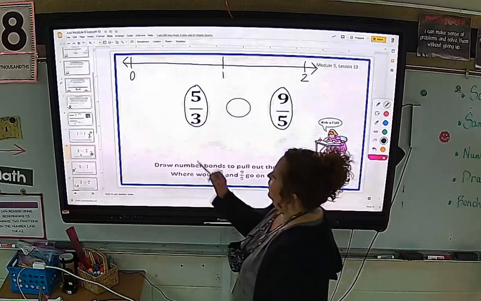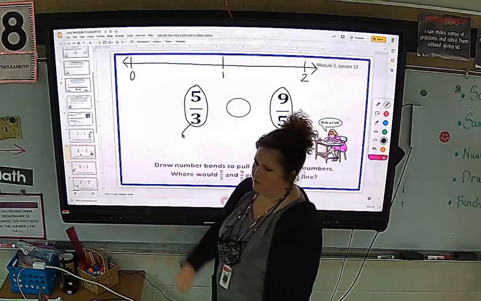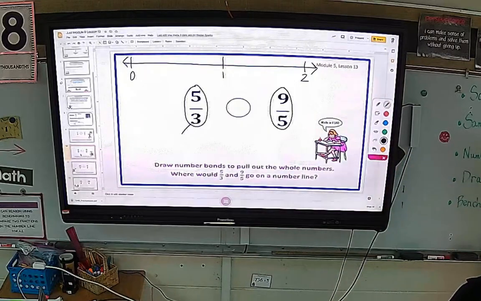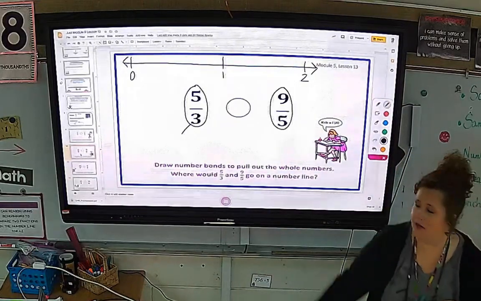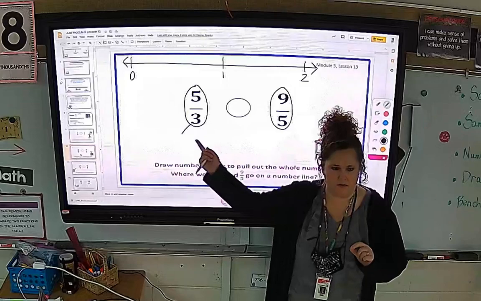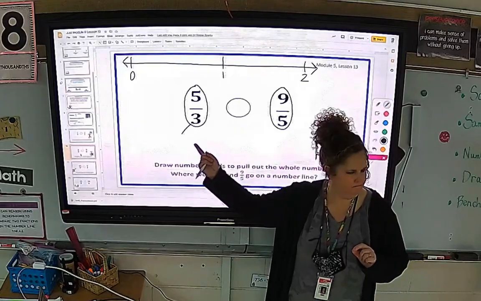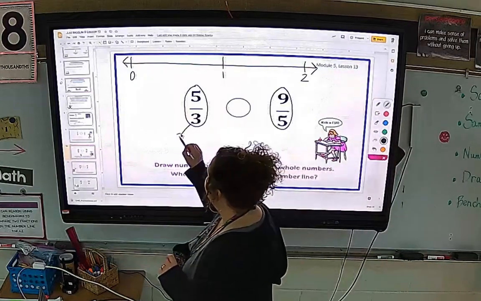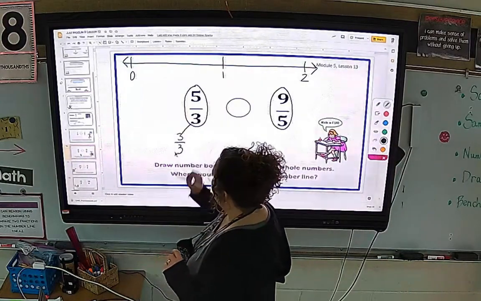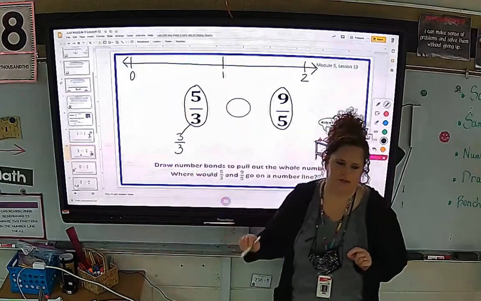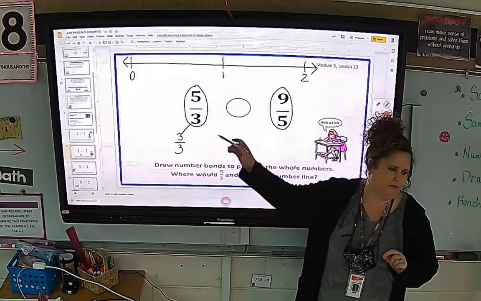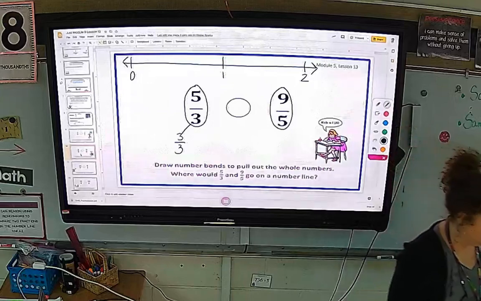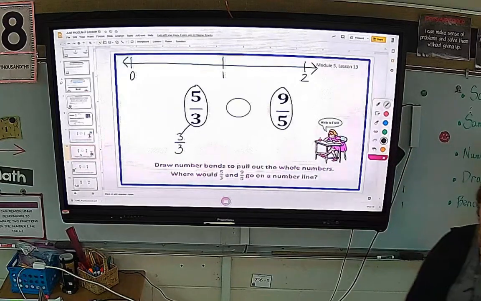Okay? What are we going to pull out first? What did I tell you we need to pull out? Pull out the 1. What is 1 when you have thirds? 3/3. So we're going to pull out 3/3. I know that number bonds usually have circles around all of them. Sometimes on the bottom ones, I don't put the circles. It still means the same thing without the circle around it.